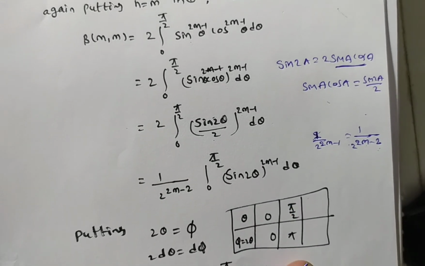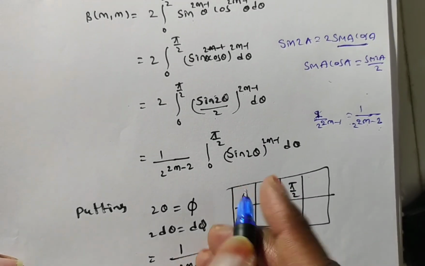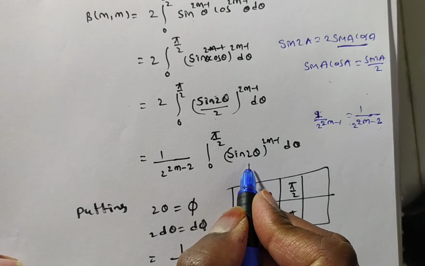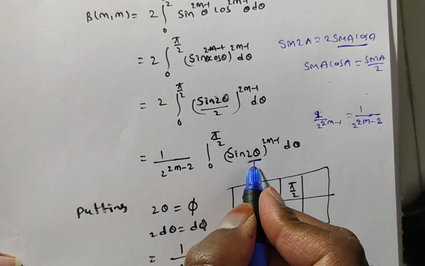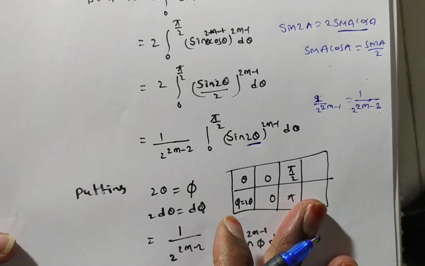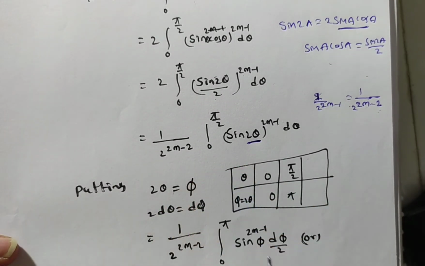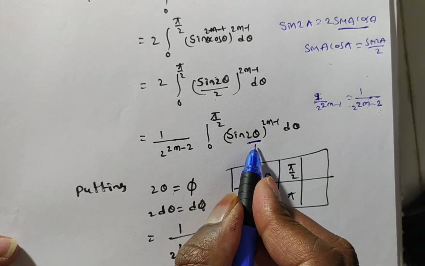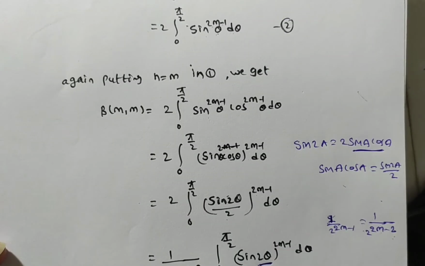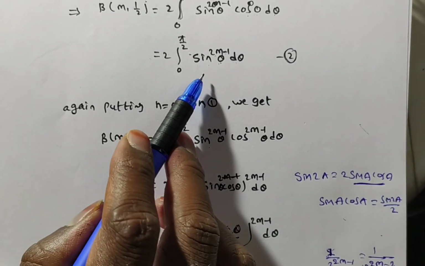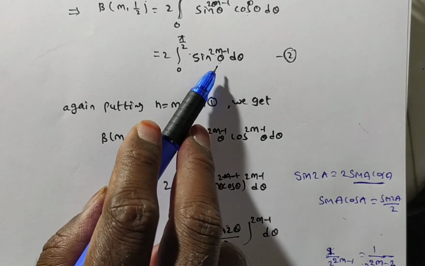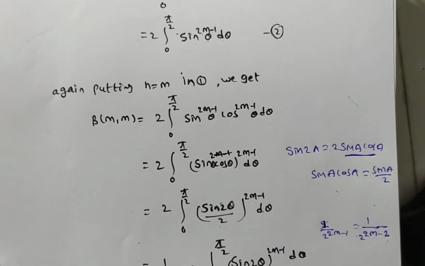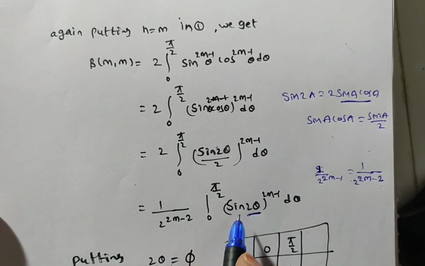Now to simplify this, let us consider a change of variables. In this case, consider 2 theta is equal to phi. Friends, consider 2 theta is equal to phi, because here in the second one, the LHS part has sin to the power of 2m minus 1 of theta, not 2 theta. That is why we are changing here. So 2 theta is equal to phi.